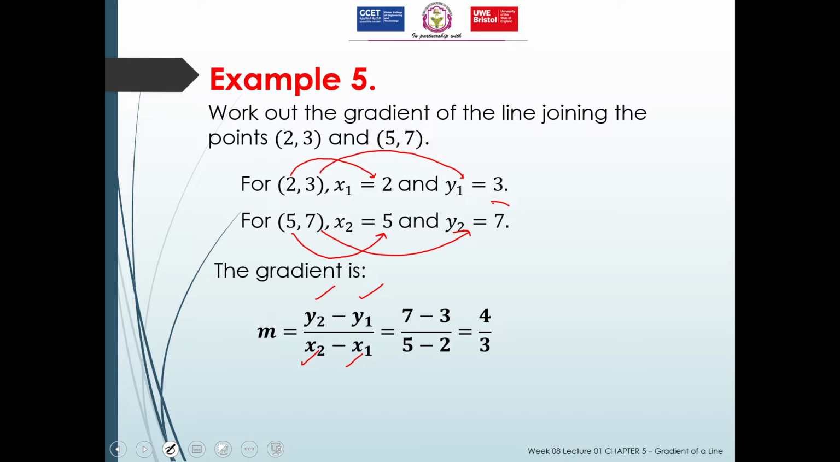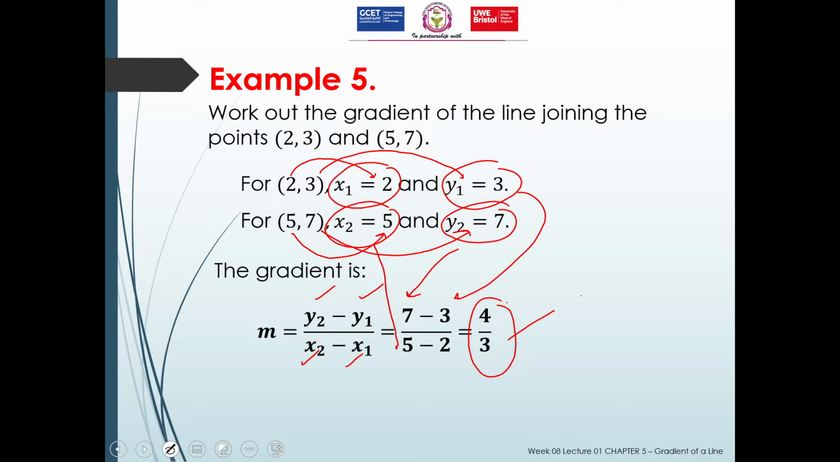So what is y sub 2? Y sub 2 is 7 here, minus y sub 1, that's 7 minus 3. The denominator, x sub 2, which is 5 here, minus x sub 1, which is 2. So 7 minus 3 is 4, 5 minus 2 is 3. So this is now your gradient. The gradient now is 4 over 3. Again, it's the difference of your y coordinates divided by the difference of your x coordinates.